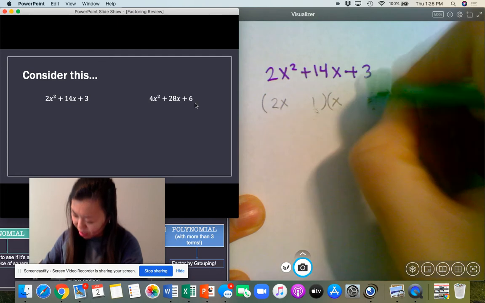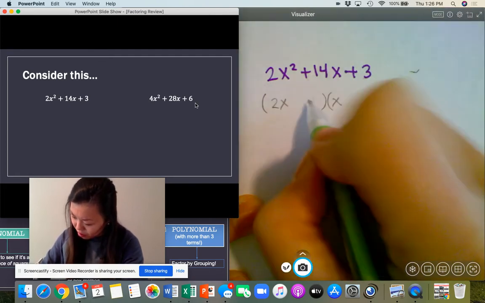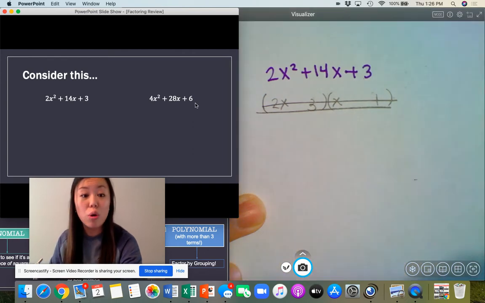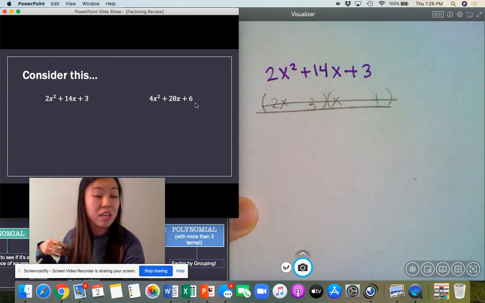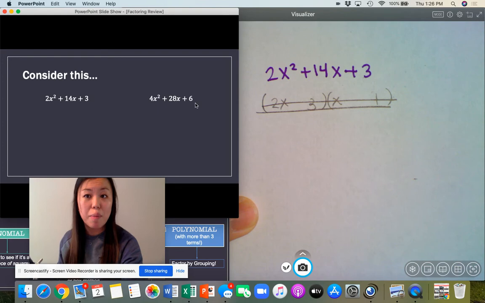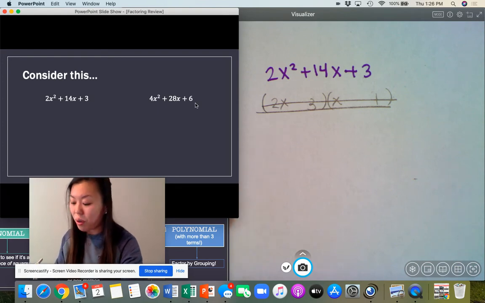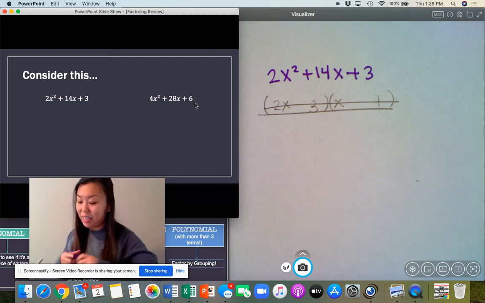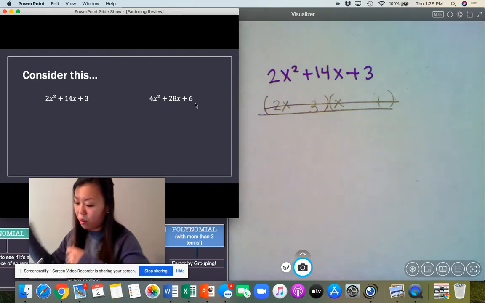What if I switch it? That won't get my 14x. Oh, I'm going to cross this out. There's no way I can factor this. I cannot pull out a GCF. I cannot write this as a product of two binomials. So what do we call this? That's correct. We call this prime. This is our first example in which we're going to call prime.